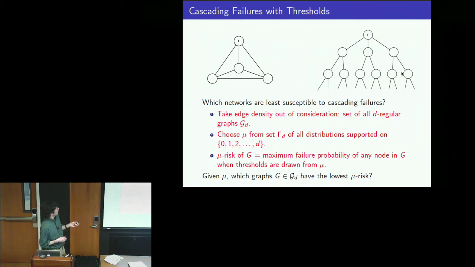And I should mention also that the space of all d-regular graphs, I'm going to allow for infinite graphs, because the infinite d-regular tree is actually an interesting graph in this family of questions. And it'd be a pity if I had finite graphs, I'd have to do something weird, like tying off the ends into a Petersen graph or something. So I'm just going to have an infinite tree, and that's allowed. OK, so which have lowest mu risk?